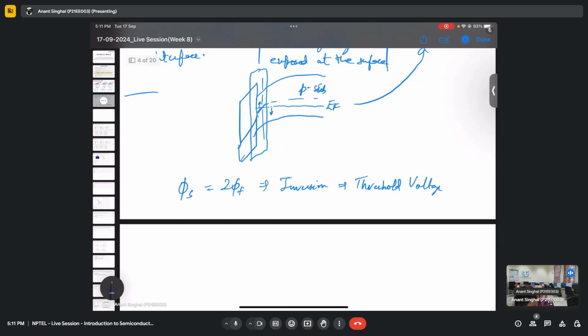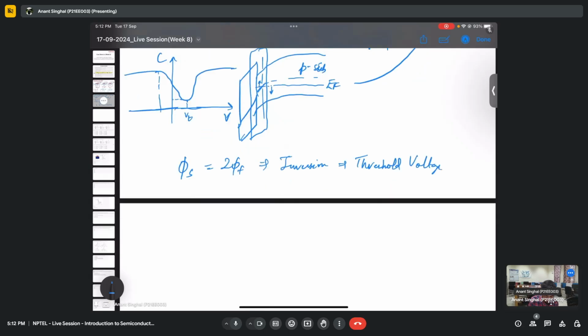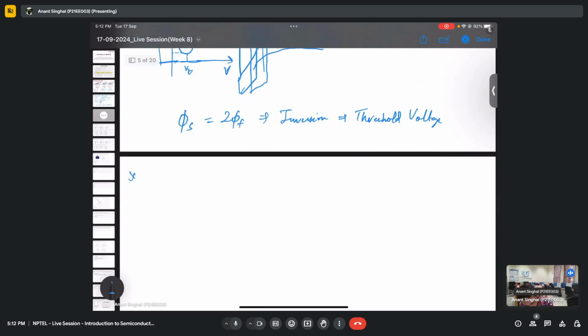Maybe I can make a quick plot. It was something like that, and this particular voltage, the threshold voltage. Sorry, I should make it here. So this is C V. Now we'll be discussing how we calculate this threshold voltage. So this is the calculation of Vt.